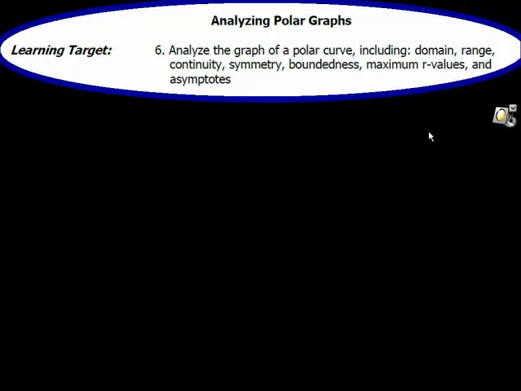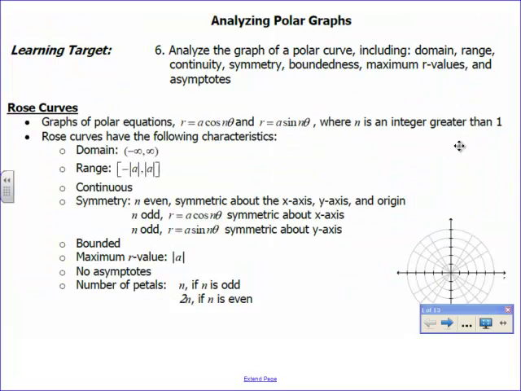Here we go again. Okay, today's lesson is on analyzing polar graphs. This is learning target number 6, analyzing the graph of a polar curve including domain, range, continuity, symmetry, boundedness, max R values, and asymptotes. Notice that list came mostly from our properties that we learned earlier this year in Unit 8.